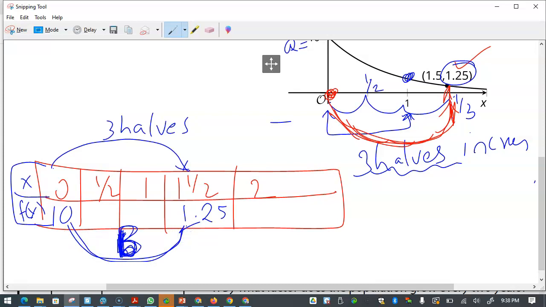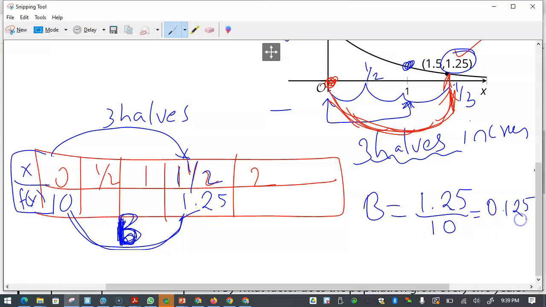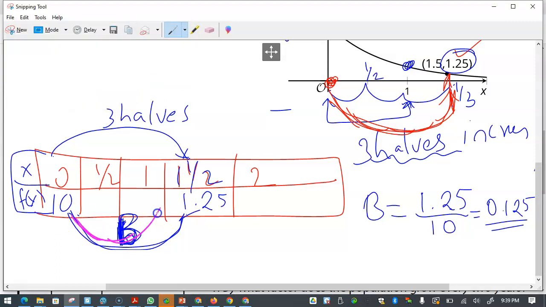So for this let's divide by 1.5. So the b for three halves. So this b I'm using is the decay factor for three halves. So 1.25 is when it is 1.5 input, and in the beginning it was 10, and you see it becomes 0.125. So that means this is the b. But then we need to know from 0 to 1. So that's what we want, right?